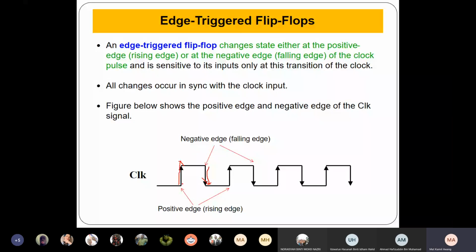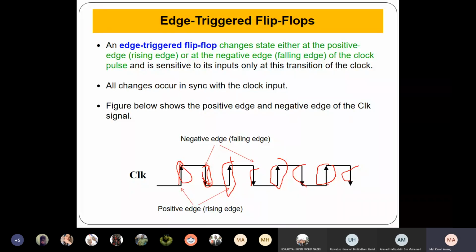So the state, if it changes during the positive edge, basically it only changes here, here, here, and here. If it changes at the negative edge, it changes here, here, here, and here.